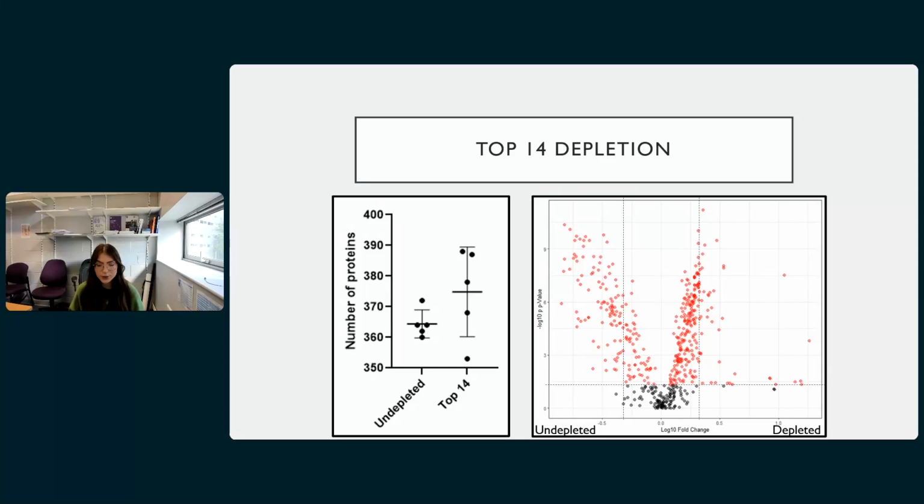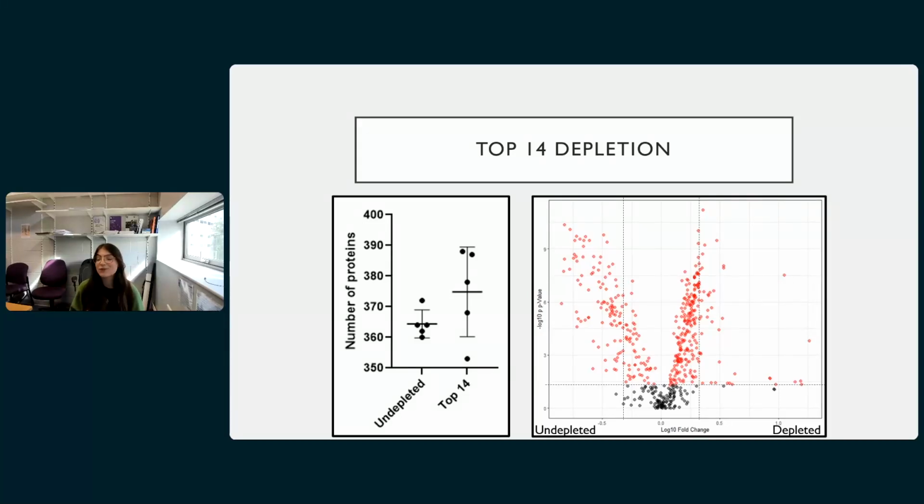So there are quite a few different depletion kits which are sold and available. By depletion, we just mean removing these highly abundant proteins in order to give us a better idea of what's going on in the lower abundance levels. So I chose to test a depletion resin sold by Thermo Fisher, which removes these top 14 most abundant proteins in serum. However, it didn't necessarily work out for me.